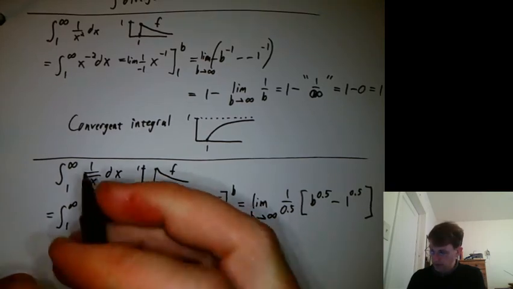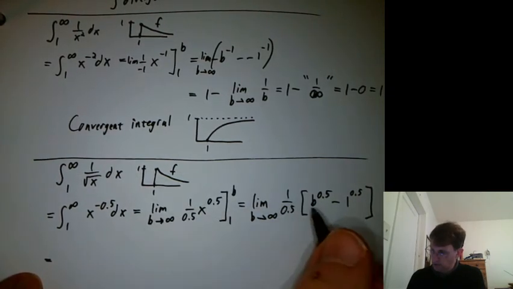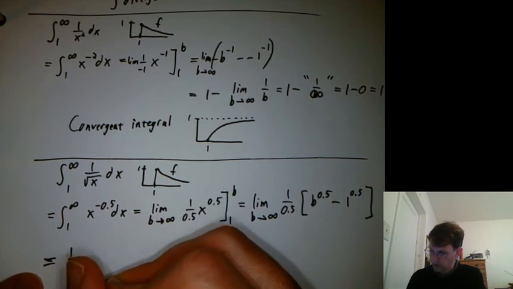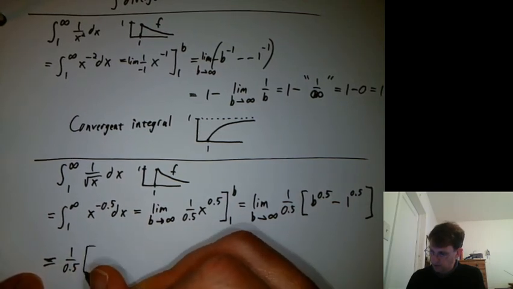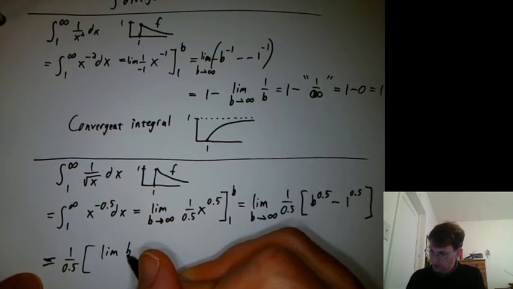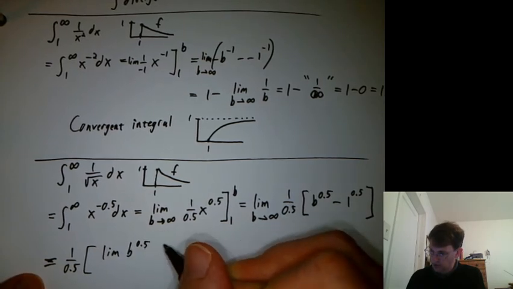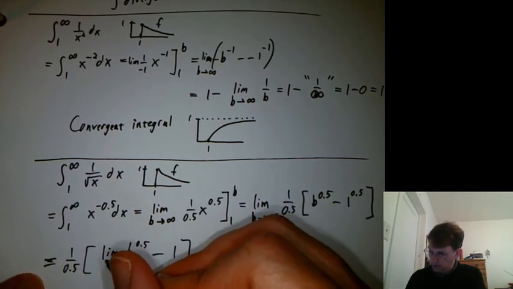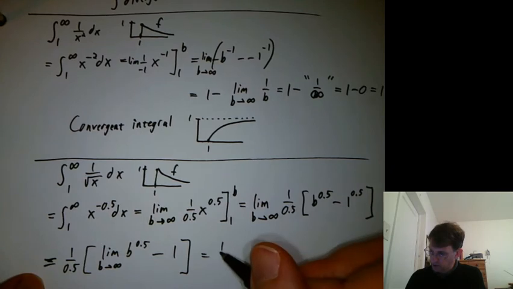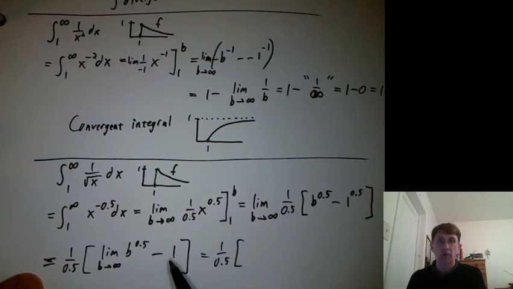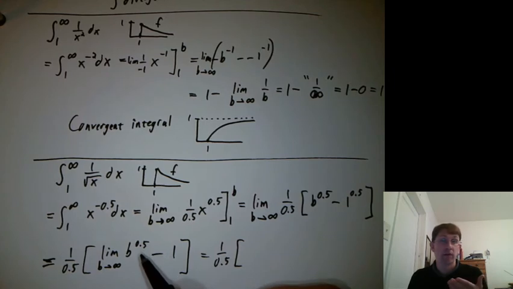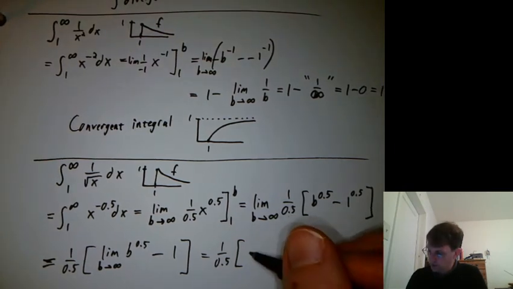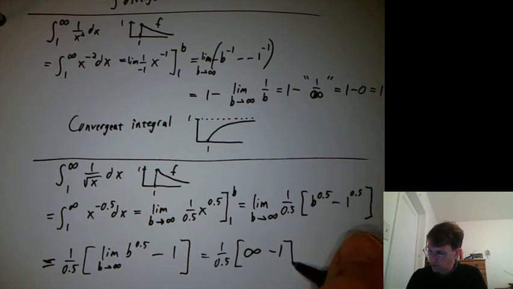And what is that? Well, we could move this multiplier up front. Limit of b to the 0.5 minus 1. And let's see, b goes to infinity. So that's 1 over 0.5. What is the limit of x to the 0.5 as x goes to infinity? X to the 0.5 is just square root. So you're going to get just larger and larger numbers. So you're going to get an infinity here, minus 1.